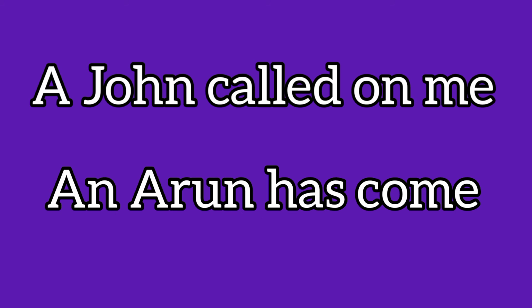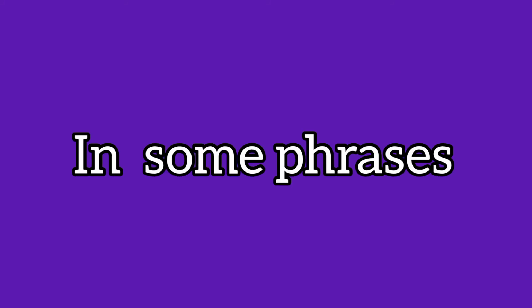So I am saying, a Mohan came to see me. An Arun is calling you. Now, the speaker doesn't know this person very well. He has met him for the first time, but he knows his name. He is an unknown man, but his name is known. So, an Arun. The person by the name of Arun is not known to me, but I know his name. So, an Arun is calling you. So, before the names of unknown persons, we use a or an.